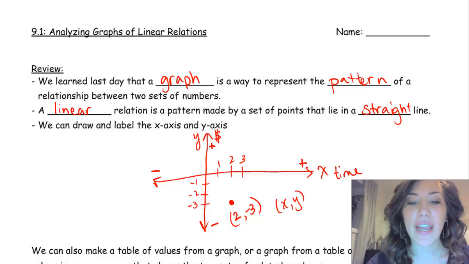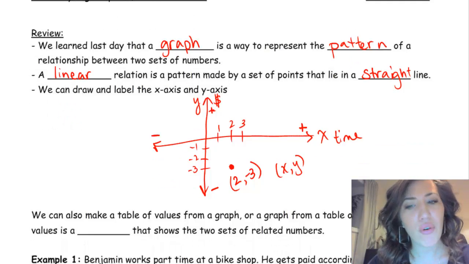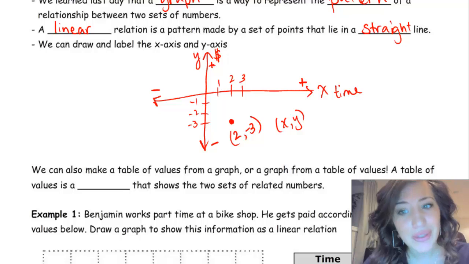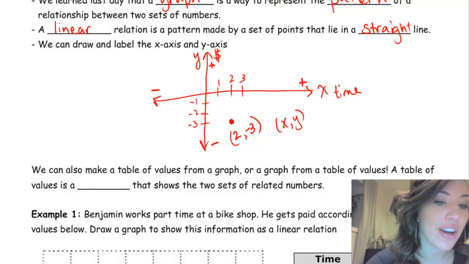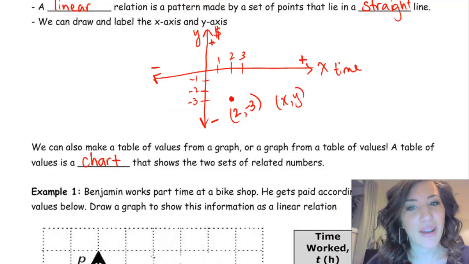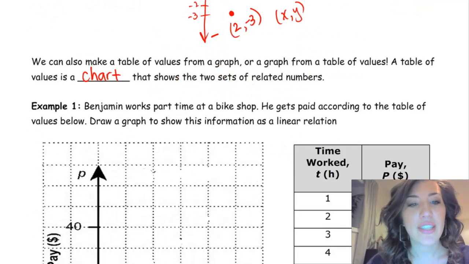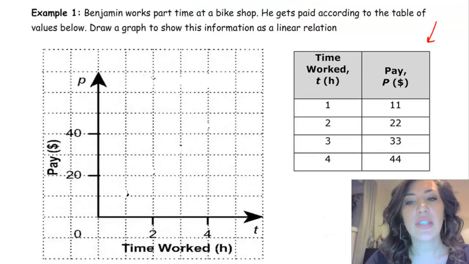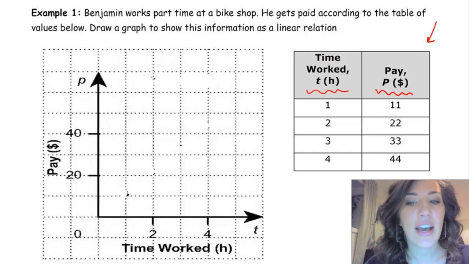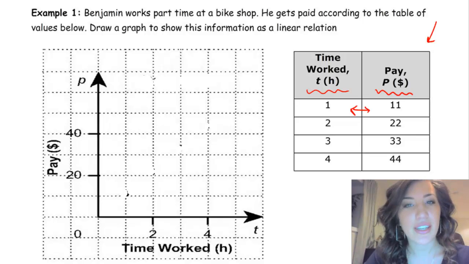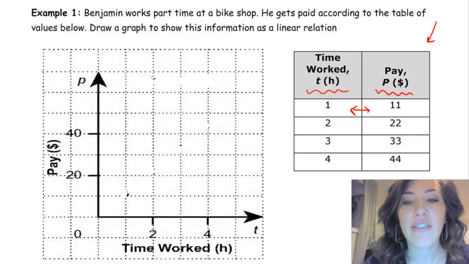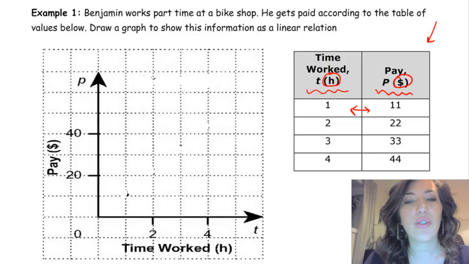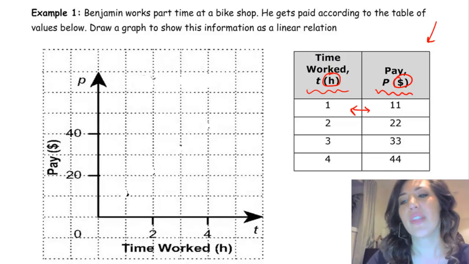So we can also make a table of values from a graph, or we could make a graph from a table of values. A table of values is simply a chart that shows us how those two sets of numbers are related. So for example here, this is a table of values. This shows us the time worked here, and then it has the pay earned in money. So notice that we have the hours and the money. So those are the two units here.